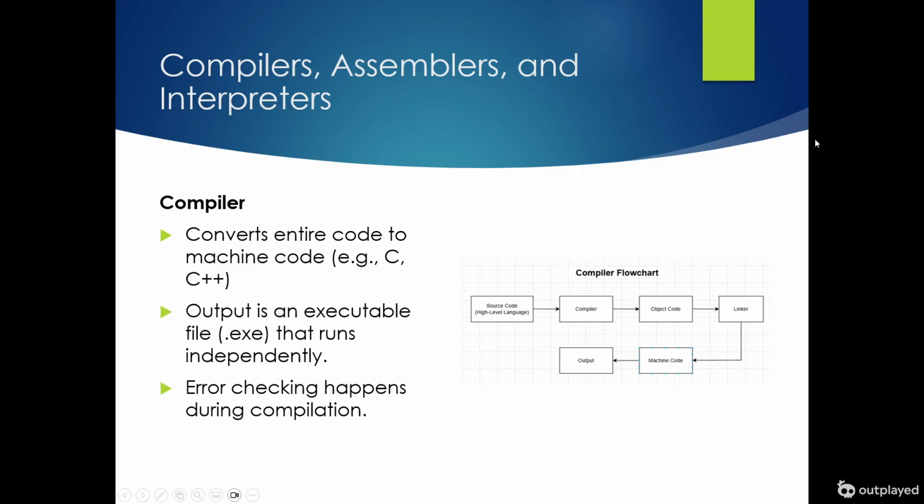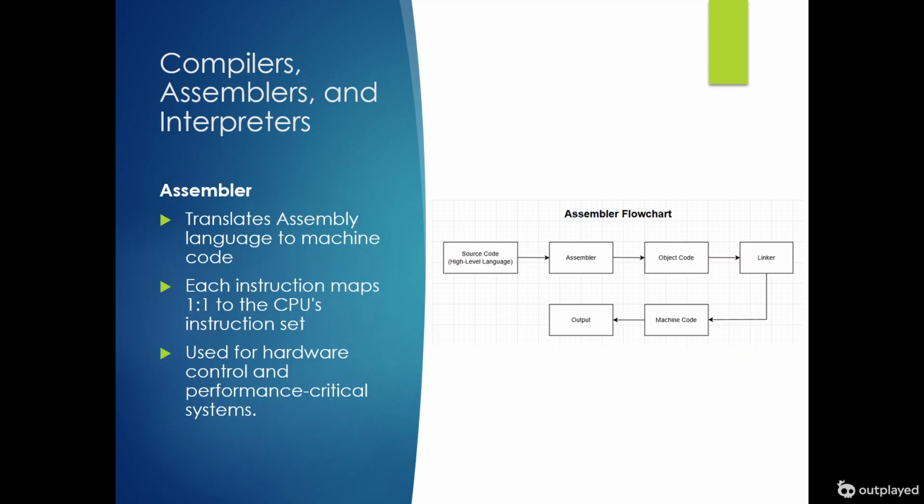A compiler translates an entire high-level program into machine code before execution. The output is typically an executable file. Compilers perform error checking and apply optimization that improves runtime efficiency. And the next one is the assembler. An assembler converts assembly language into machine code, where each assembly instruction corresponds directly to the CPU's instruction set. And assemblers are used for system level programming where hardware control is essential.